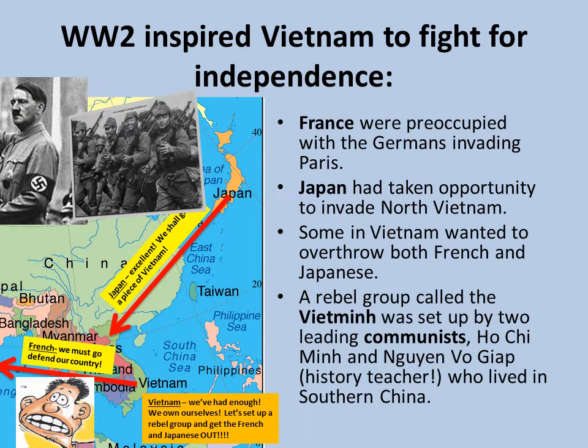In particular, a rebel group called the Viet Minh was set up by two leading communists, Ho Chi Minh and Nguyen Vo Giap, who incidentally was a history teacher, so don't say we're not dangerous, who lived in southern China. The reason why they lived in southern China and not Vietnam was because it was basically safer for them to formulate a rebel group outside of the country and then to attack the occupants rather than doing it from the inside out.